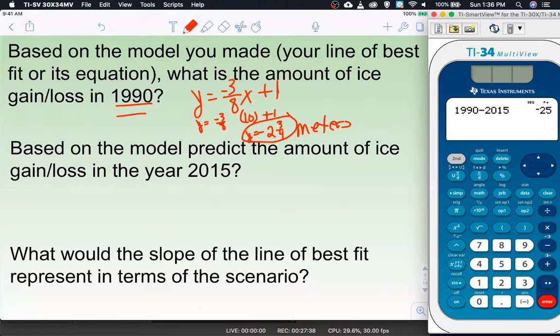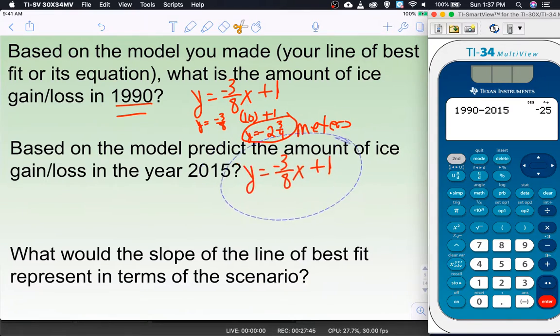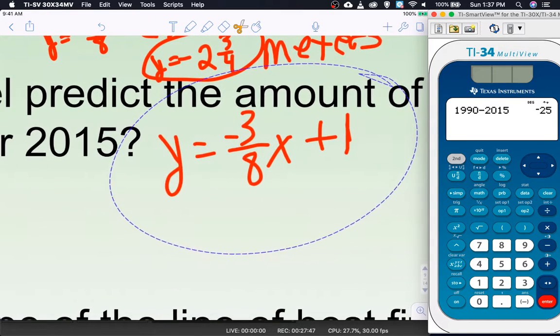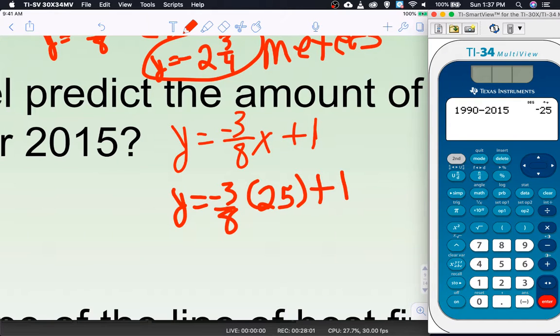If we, though, use our equation again, this math becomes so much easier. This is why equations are so powerful in math. It's because we don't need to worry about graphs. We don't need to worry about estimation. All we need to be able to do is plug in the right number, 25 years, in for the right variable, and then use our calculators to figure out the solution.